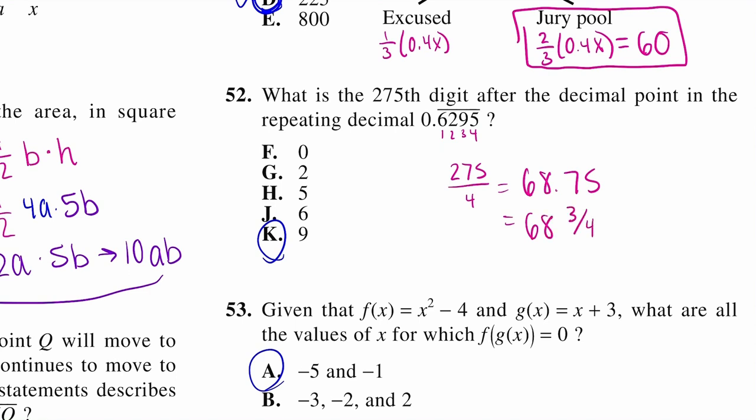So that means I go through this whole thing here. I rewrite this 68 times. And then at the very end, I go to the third number out of 4. So that would get me 9, which is letter K.